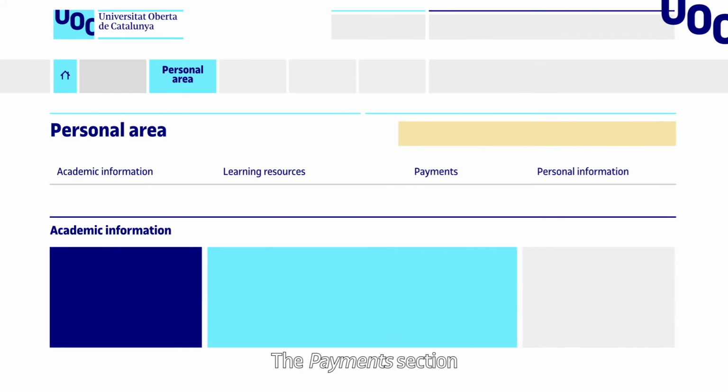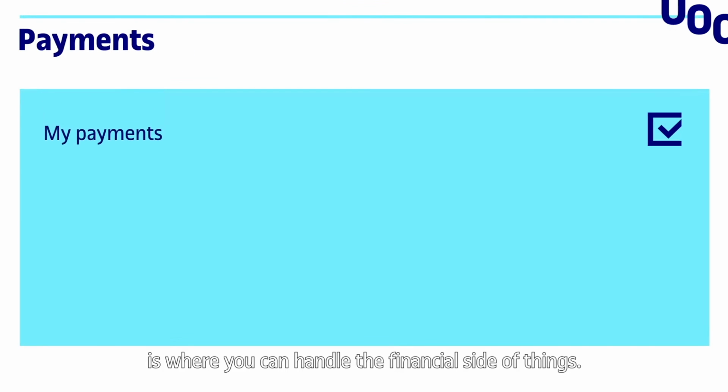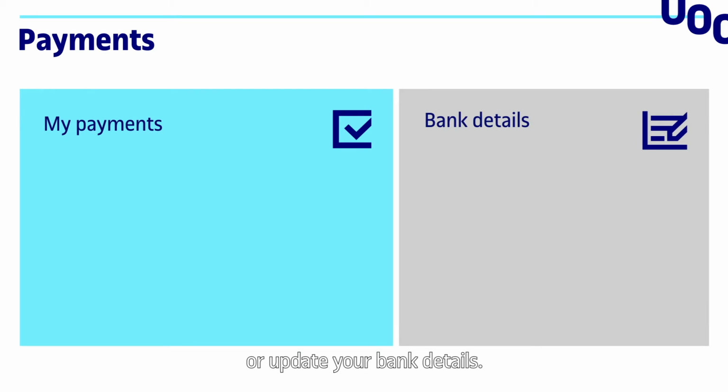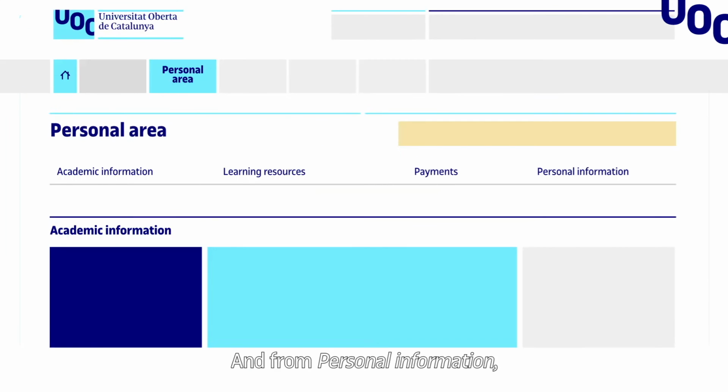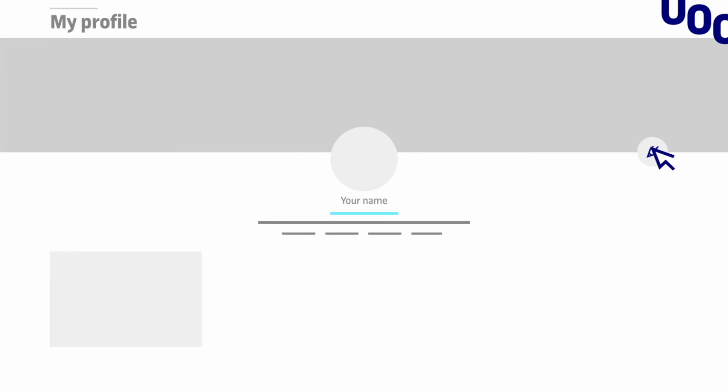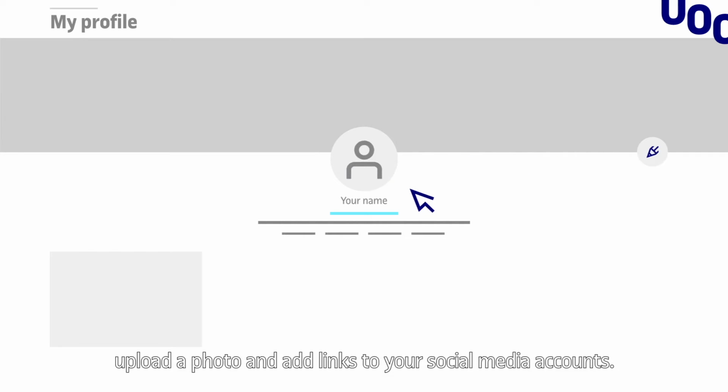The Payments section is where you can handle the financial side of things. You can check the status of your payments or update your bank details. And from Personal Information, you can edit and update the profile you present to the UOC community. You can add a description of yourself, upload a photo, and add links to your social media accounts.